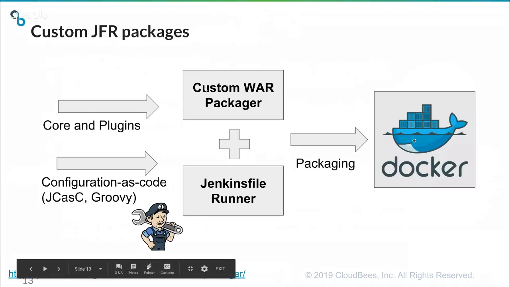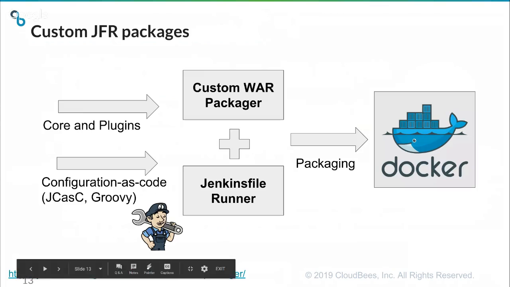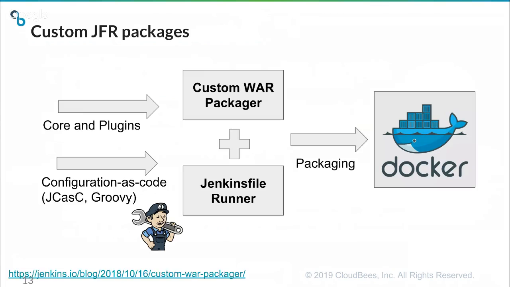Yeah, it takes custom war packager, it takes Jenkinsfile Runner. You can pass whatever arbitrary configuration of Jenkins core versions and plugin versions. Then you can use the Jenkins Configuration as Code plugin, or just standard Groovy hooks or system properties to pass configuration. And as an outcome, you get a fully packaged Jenkinsfile Runner image, which can start out of the box.